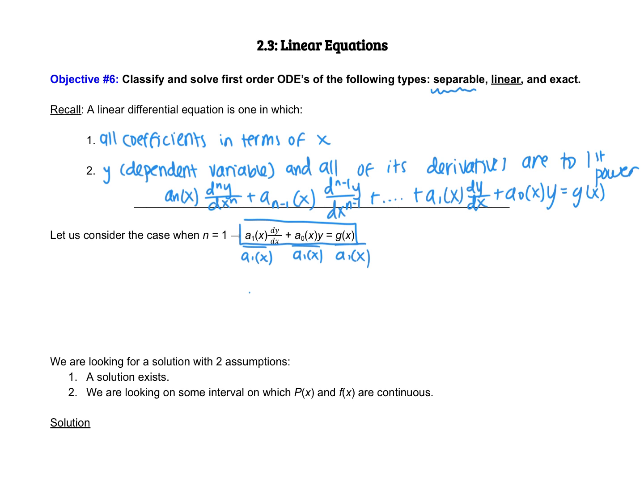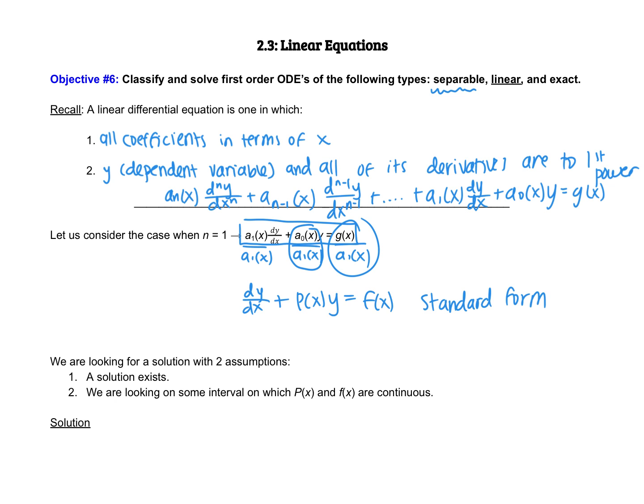And so what that gives us then is dy/dx plus a_0 of x over a_1 of x, which looks a little bit unfriendly, so we're just going to give that a different name, p of x. That's just a function in terms of x. Same thing on the right side: g of x over a_1 of x, that's just a function in terms of x. So we're going to call that f of x. This is called standard form of a linear equation.